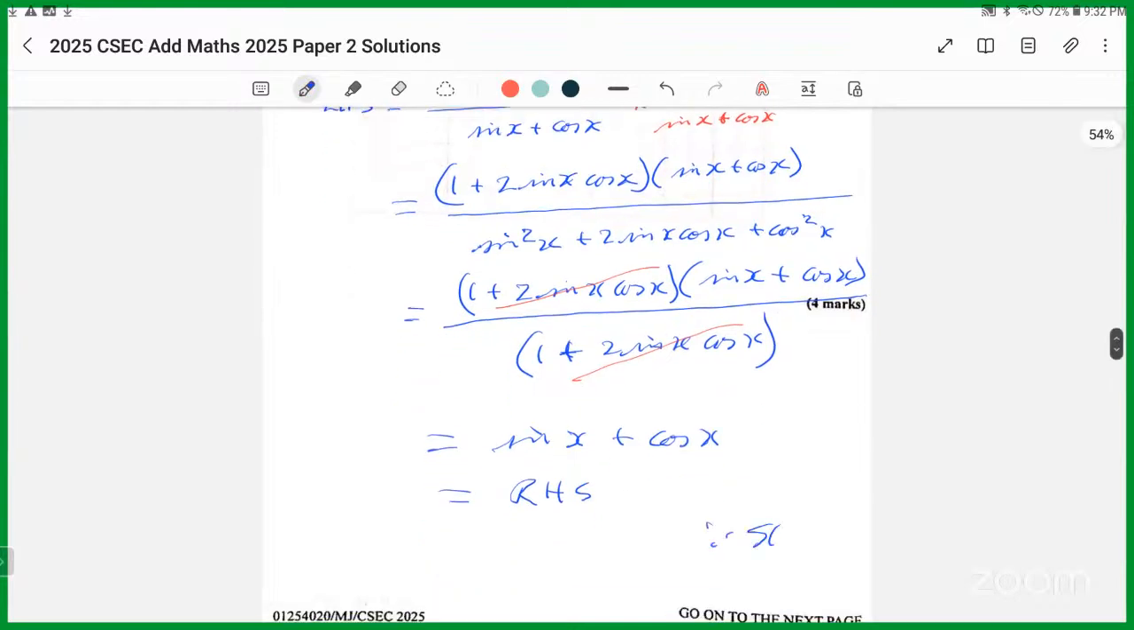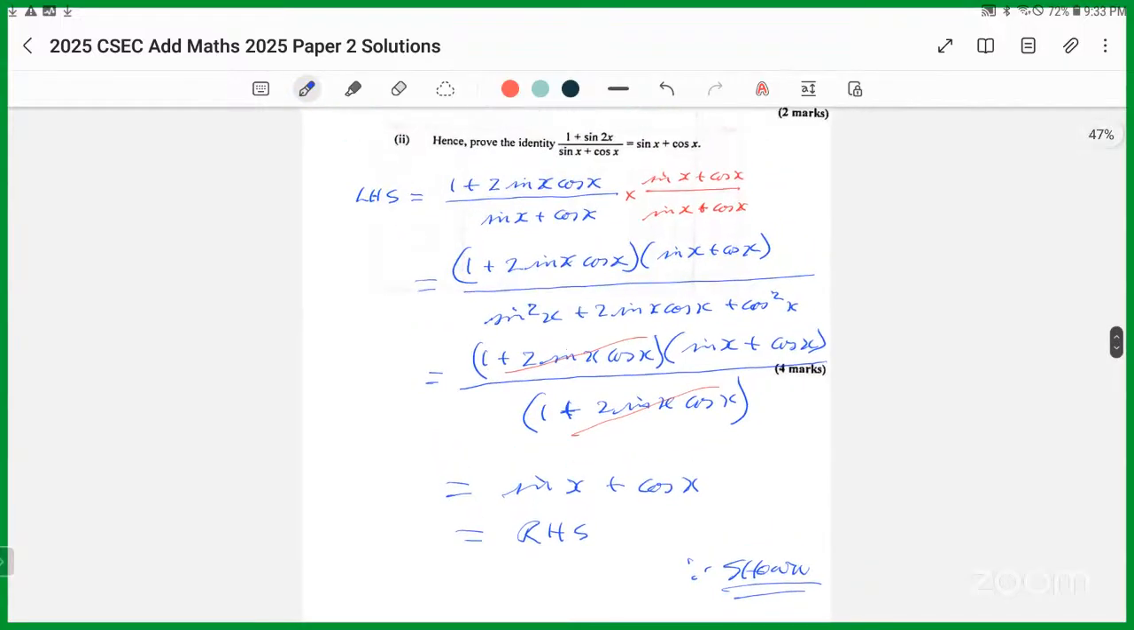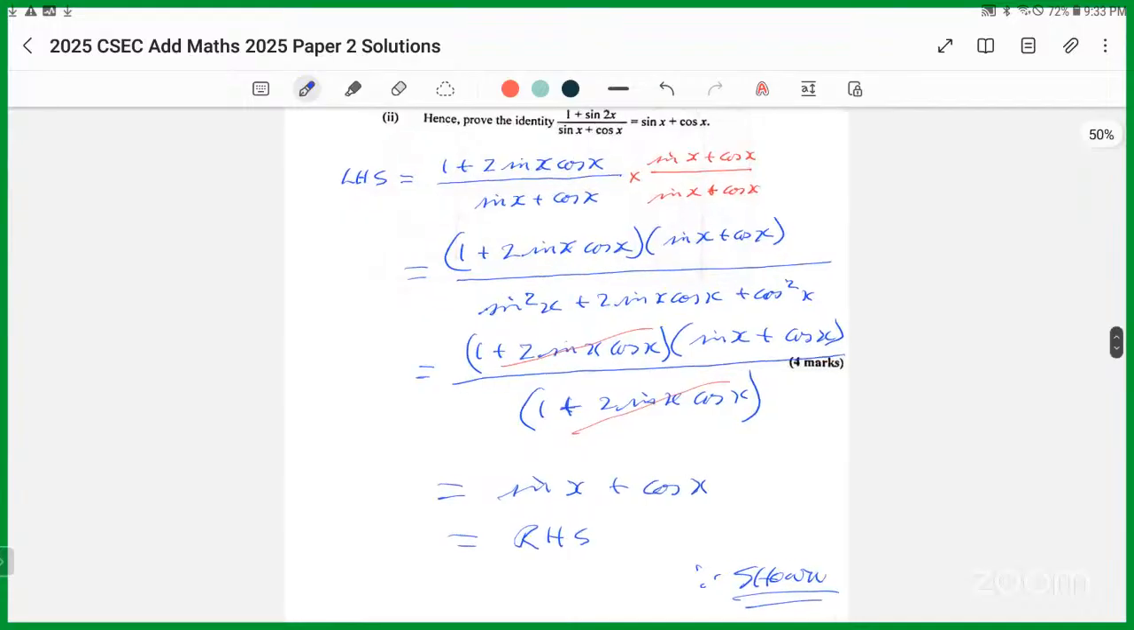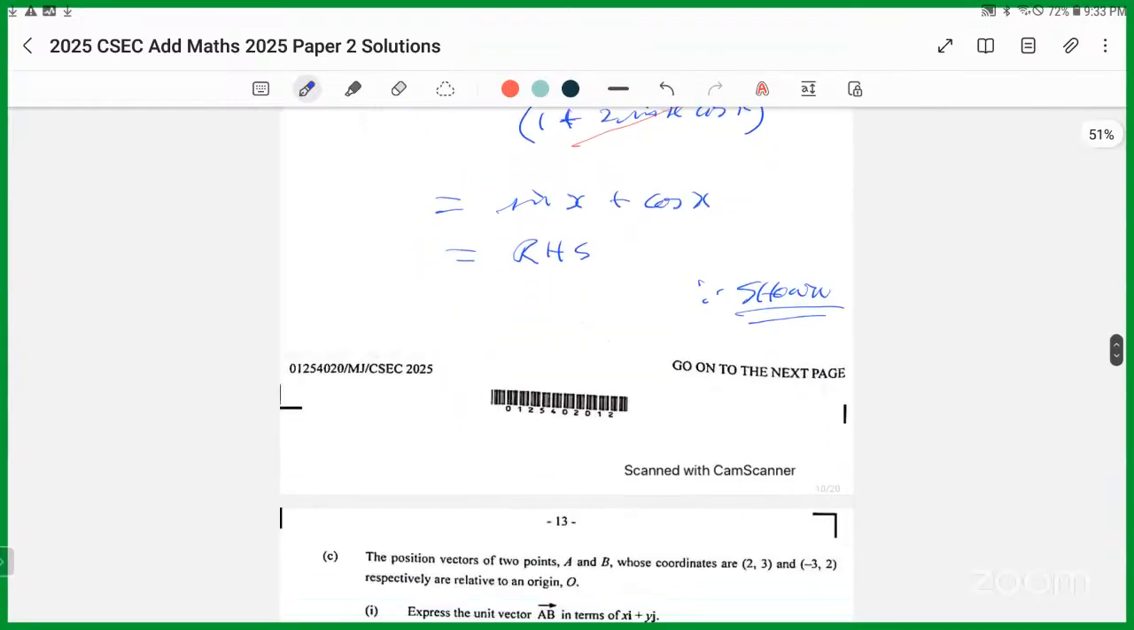I know this is difficult, but I just feel like this proof was easier than the one on the paper. It's easier than this. I just feel the one on the paper could be done more quickly.